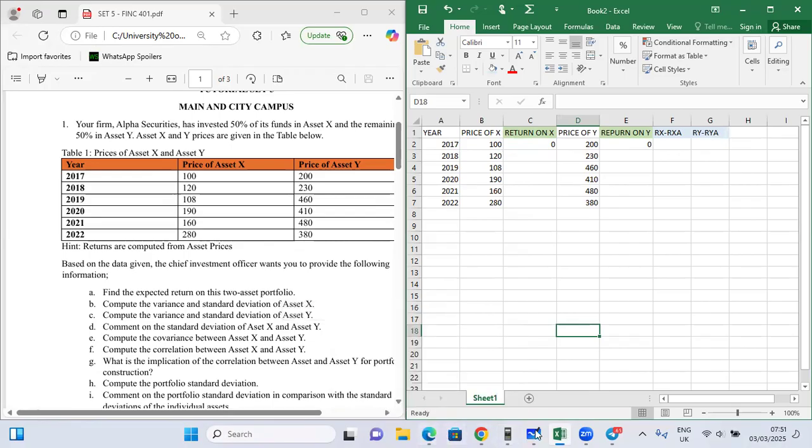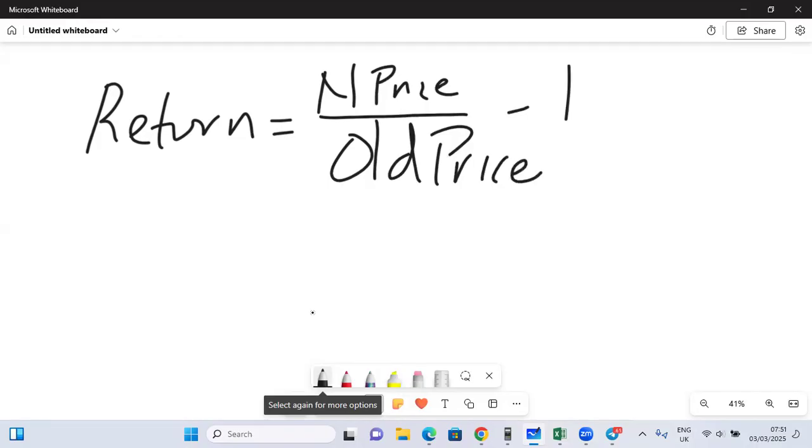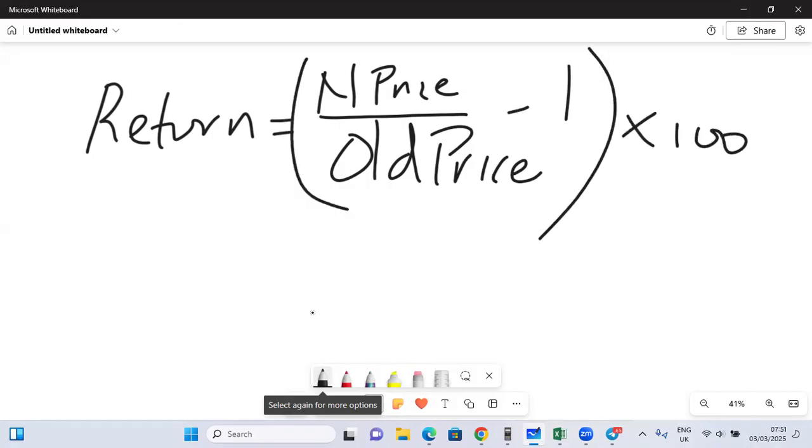So let's begin. If you want to find the return, I went over it in the previous session. Return is going to be the new price over the old price minus 1. That's if you want it in decimals. But if you want it in percentages, you can also multiply it by 100. Or you can also do it this way.